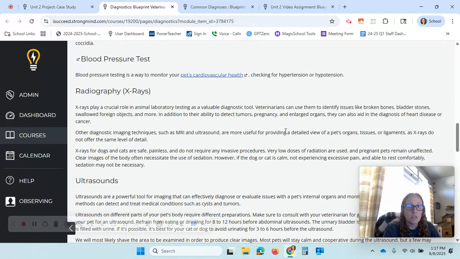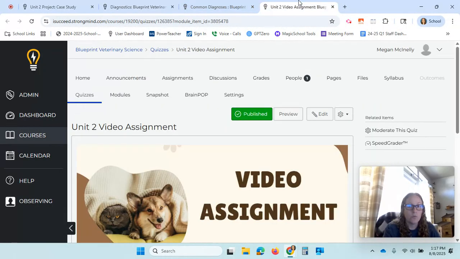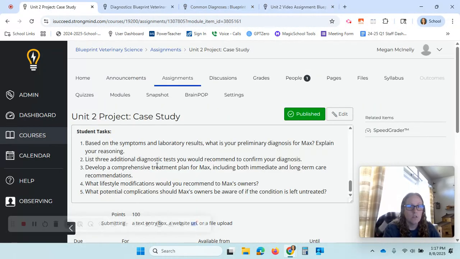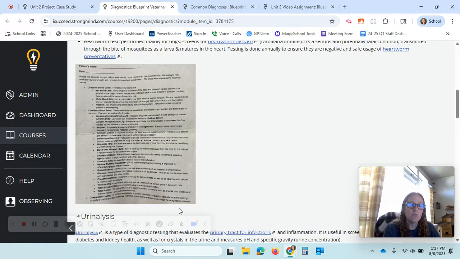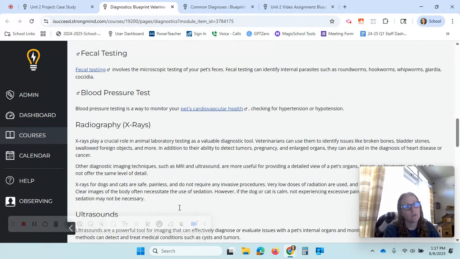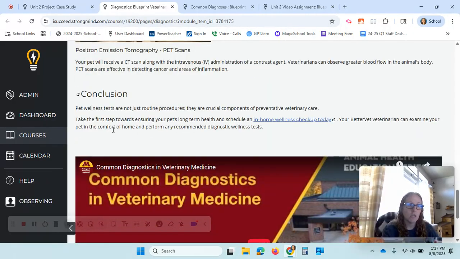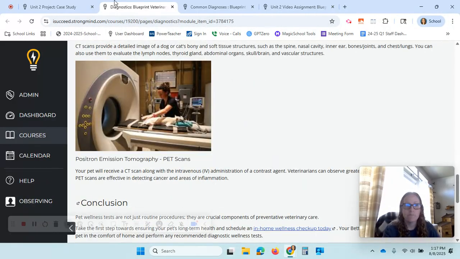And as you go through the next question, list 3 additional diagnostic tests you would recommend to confirm your diagnosis. So you're like, I think this is it. What do we need to do, right? Go back to the diagnostic page. What will help you, do you think, in determining what is wrong with Max? Do we need to send out a fecal? Do some blood pressure, x-rays, ultrasound, CT scan? What do you think?